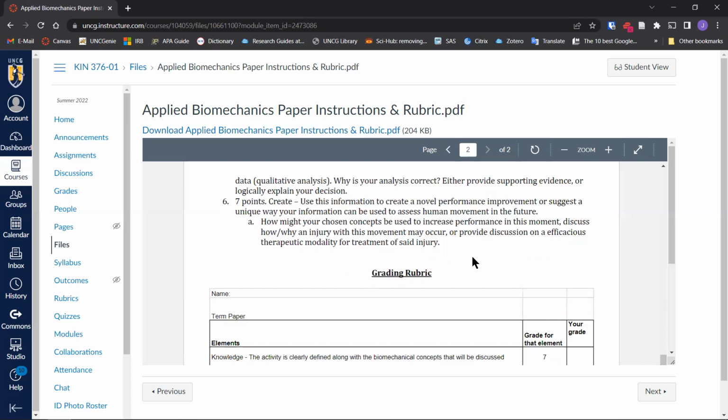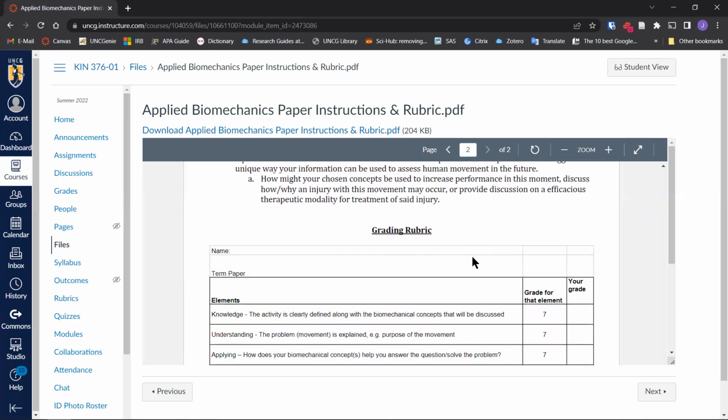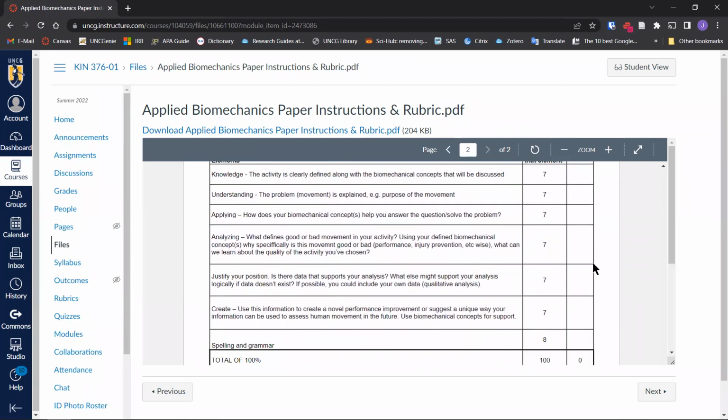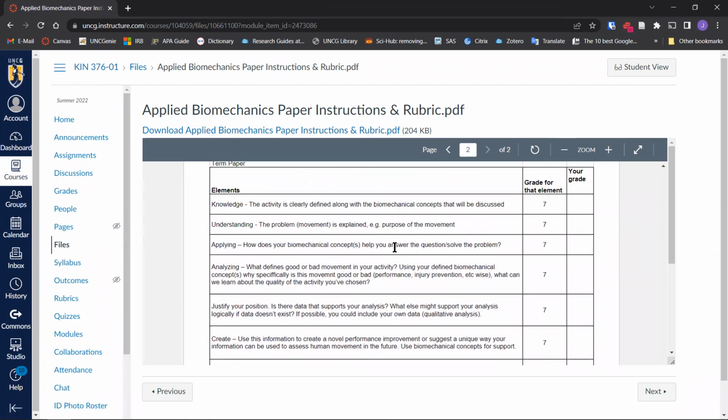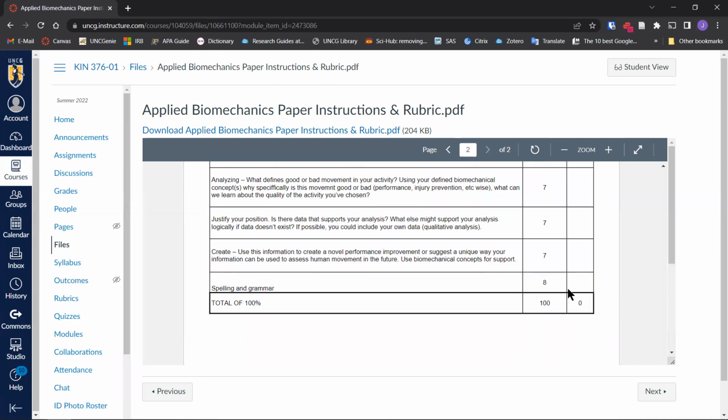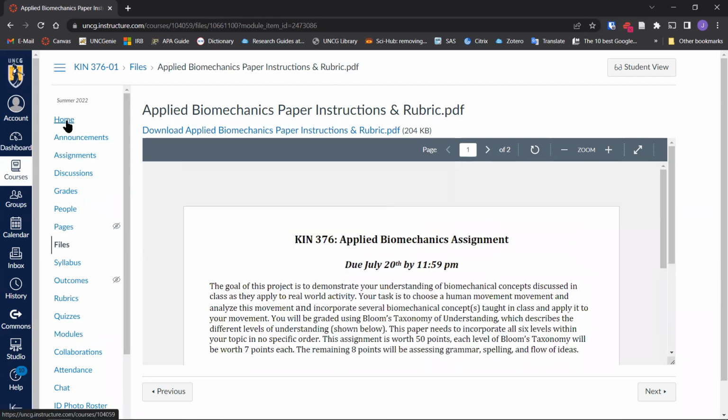And I'm looking on these papers to see that you understand the biomechanics you're talking about, that your logic is thorough and sound, and that it follows an understandable path. This is the grading rubric for it. You'll see this when I grade your projects, and you'll see little notes along your project. Each section is worth 7 points, and finally, spelling and grammar is worth 8 points to round up to 100 points, or 100%.